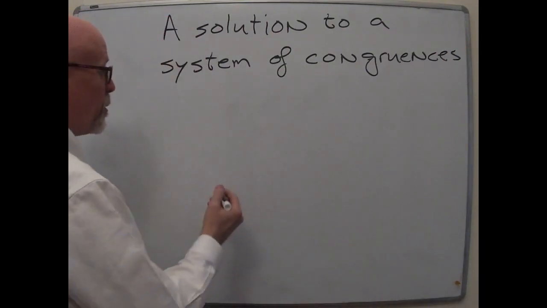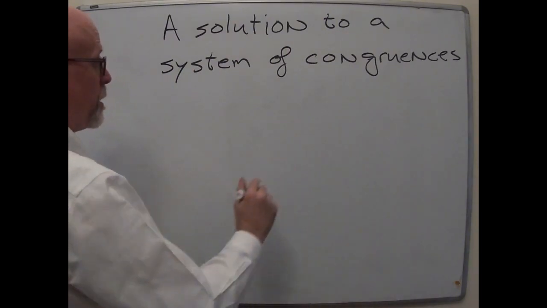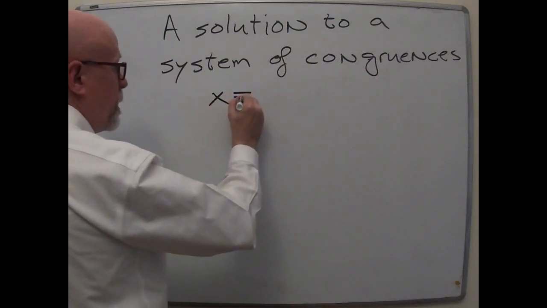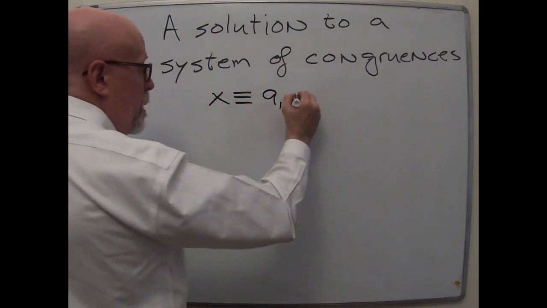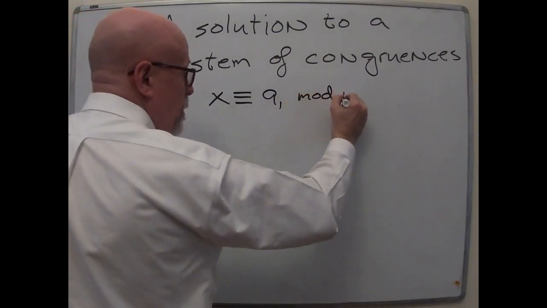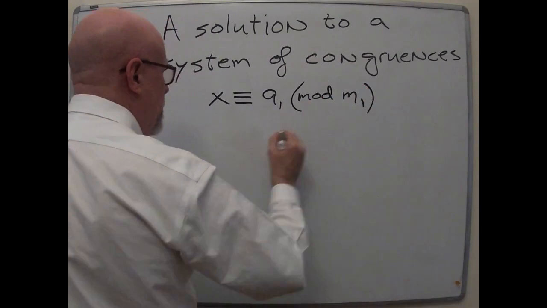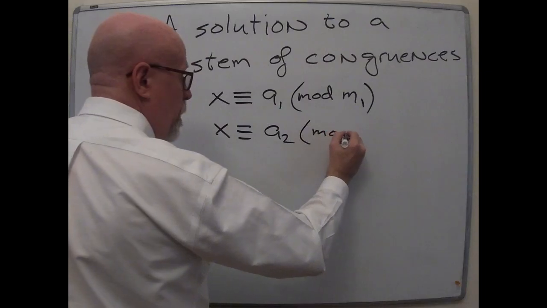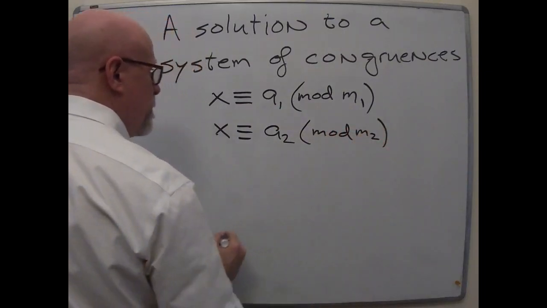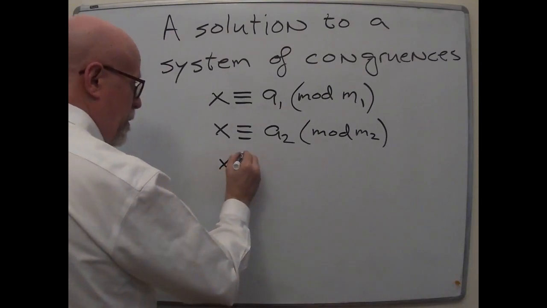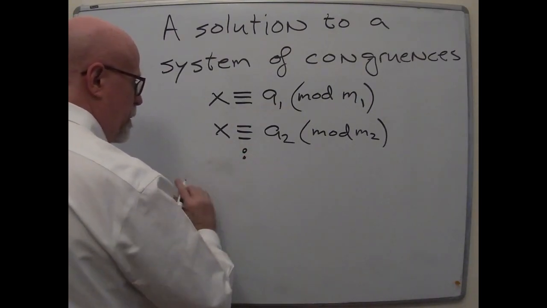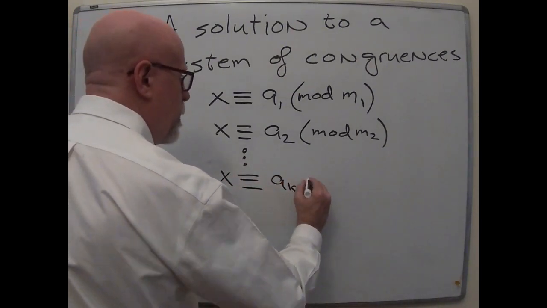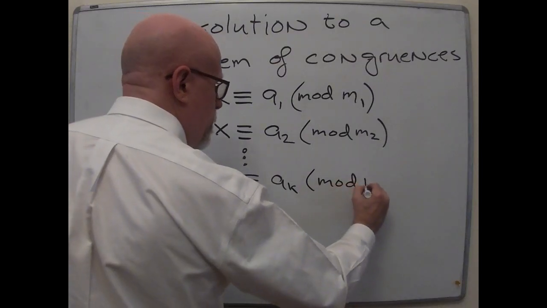I should write for you the general case: you're going to have maybe k different congruences with different moduli. x is supposed to be congruent to some first number a1 modulo a first modulus m1, and it's going to be congruent to some second number a2 modulo some other modulus m2, and so on down the line, until finally we arrive at x is congruent to a sub k modulo m sub k.